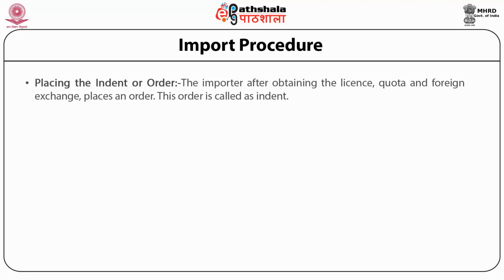Next step is placing the indent or order. Importer, after obtaining the license, quota and foreign exchange, places an order. This order is called as indent. The indents are of three types. One is open indent, closed indent, and third is confirmatory indent.